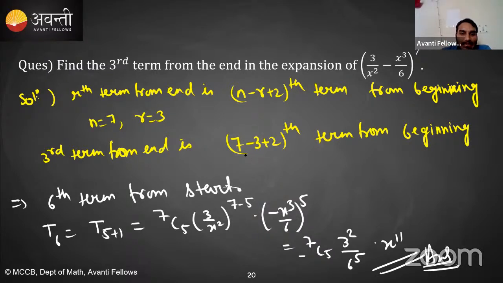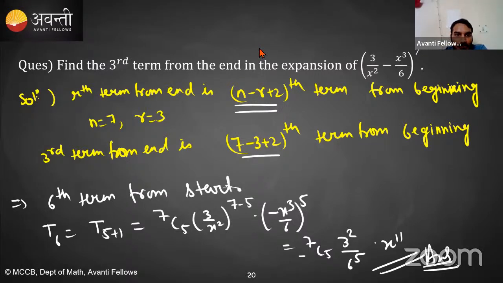So directly we can say it like that, or we can directly use the formula also. The formula is a little bit easier to remember. Why? Because if somebody asks for the 11th term from the end, directly you will put n and r equal to 11 in this formula and get the answer. That's it. Is that clear? Okay, very good.